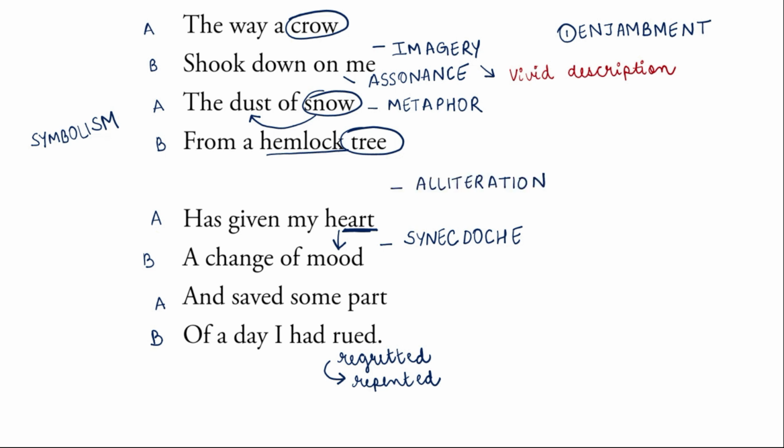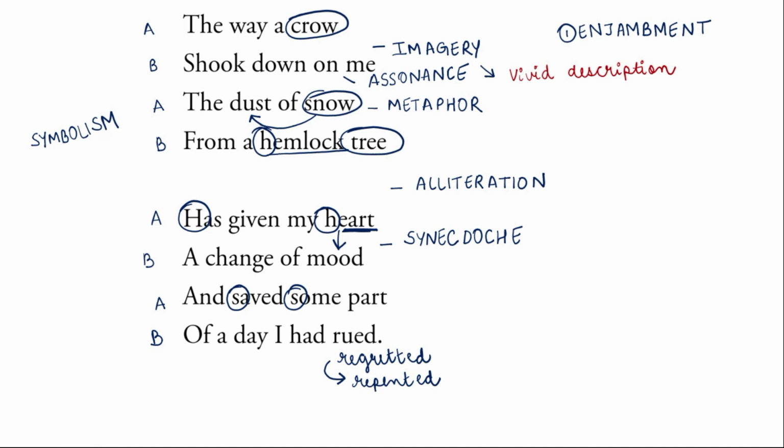There is another literary device called alliteration. Alliteration is when a consonant or a vowel sound is repeated at the beginning of words to make it rhyming. So hemlock, tree, has, heart: repetition of the H sound here. And here, if you see, saved, some. So here also in this line, alliteration is used.